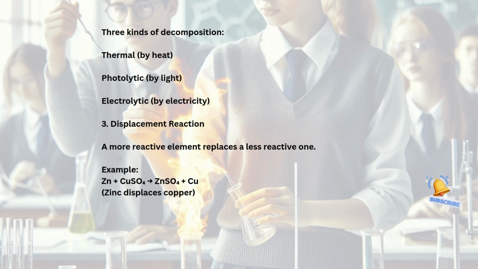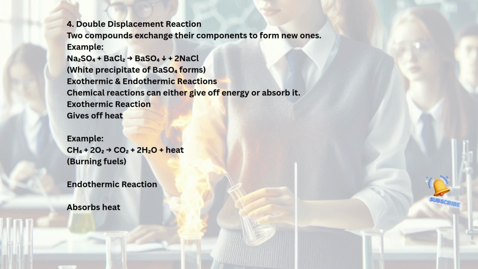Number 3. Displacement reaction. A more reactive element replaces a less reactive one. Example: zinc displaces copper. Formula is Zn plus CuSO4 gives ZnSO4 plus Cu. Number 4. Double displacement reaction. Two compounds exchange their components to form new ones. Example: Na2SO4 plus BaCl2 gives BaSO4 plus 2NaCl. White precipitate of BaSO4 forms.